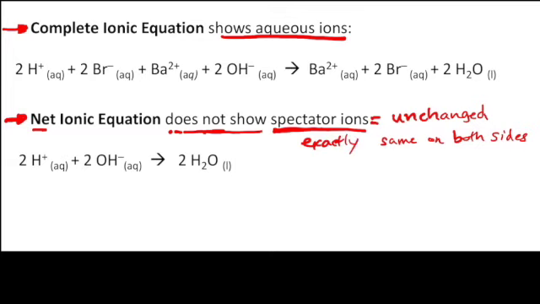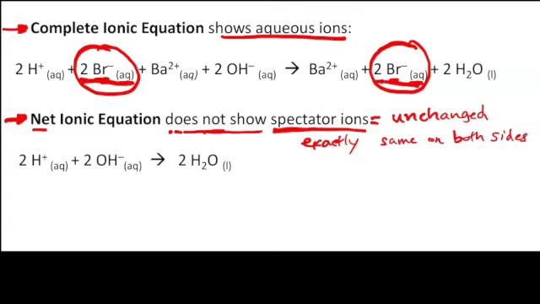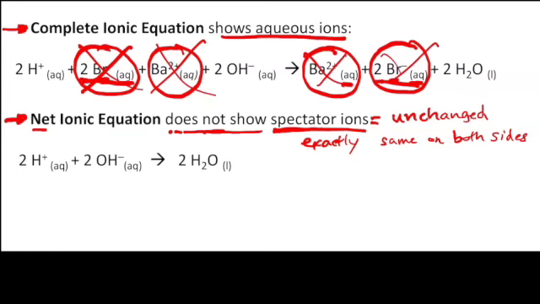Here is an example. This is the same bromide ion that's aqueous and has the coefficient 2. When I mean exactly the same, it has to have the same aqueous physical state and the same coefficient. It has to have the same numbers on both sides and the same element. And this is the barium ion, Ba+2 with aqueous. Same charge, same physical state, so that's exactly the same. You can get rid of those spectator ions.